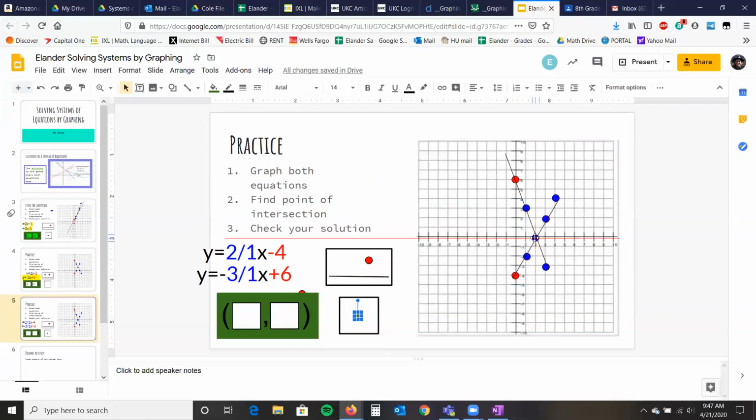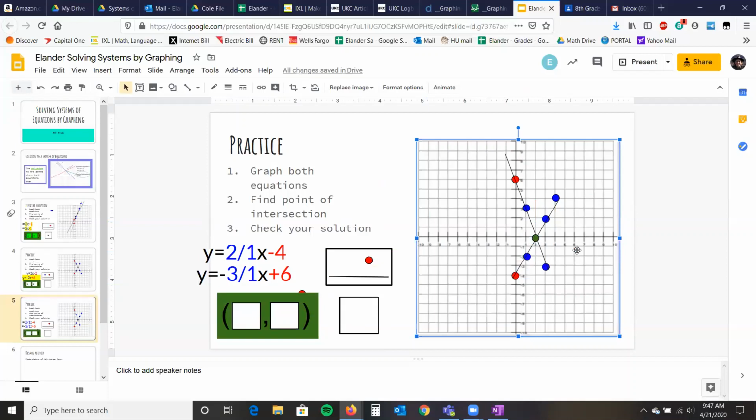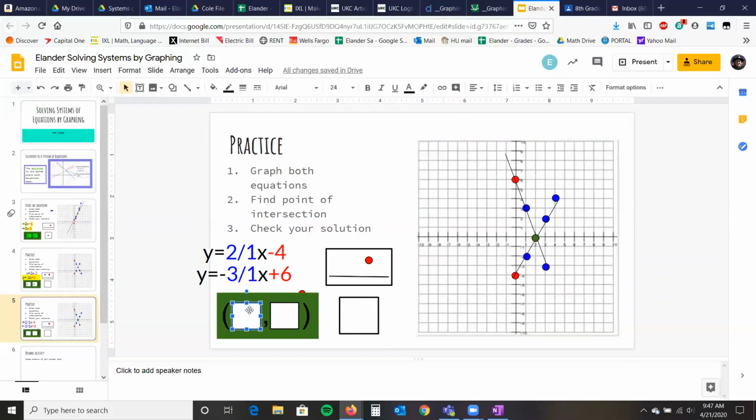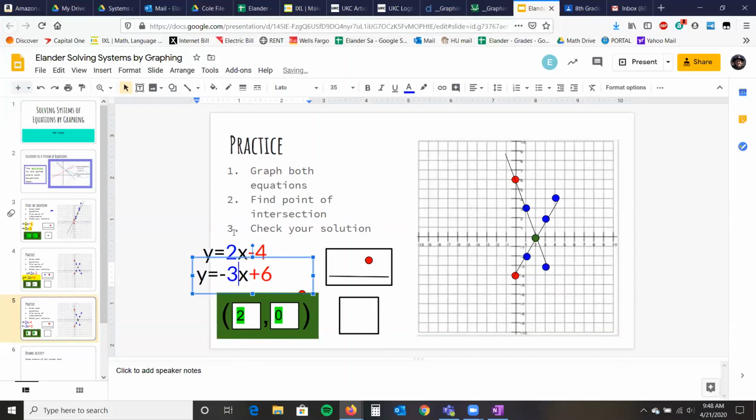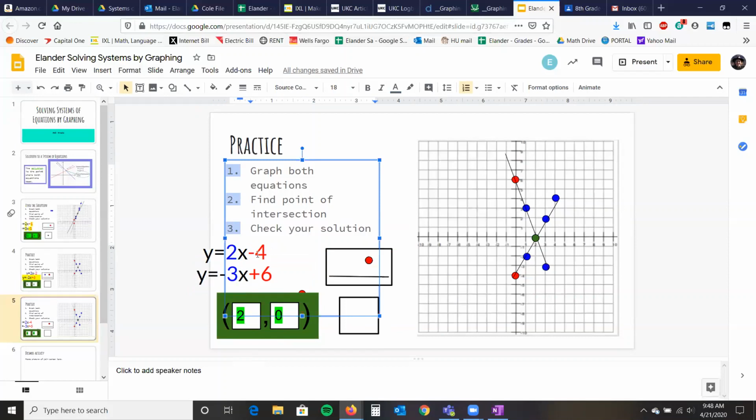So my intersection, my solution, is going to be right over here. And it looks like it's at 2 comma 0, right? So that is going to be my solution, 2 comma 0. And then I just check to see if that's right, because I want to get it right, you know. So I say, okay, let's check. Let's plug in 2 for my x's and 0 for my y's. So 2 times 2 would be 4. Minus 4 would make 0. So this top one now would say 0 equals 0.